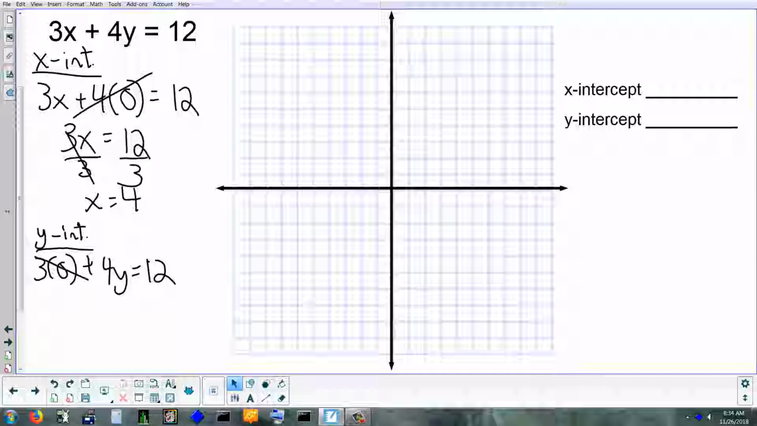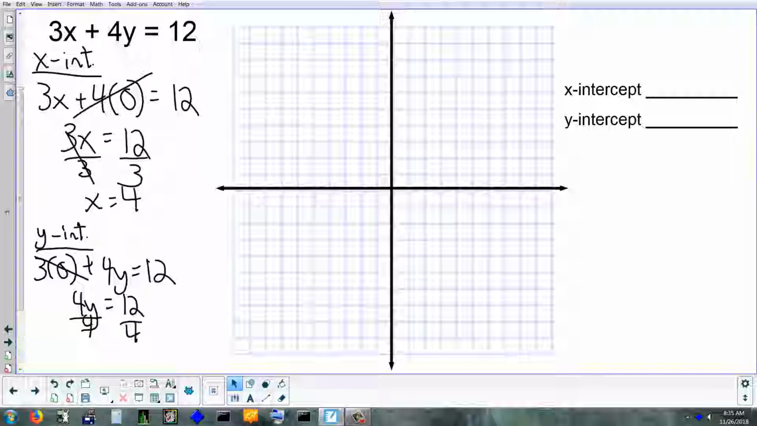Alright? What am I going to bring down? 4y equals 12. I could bring that plus down if I wanted to, but I know if there's no sign attached to the left, I know it's positive. One more step. What is it? Divide by what? 4. Divide by 4. Y equals what, Ellie? 3. The y-intercept will be 3. X-intercept will be 4.